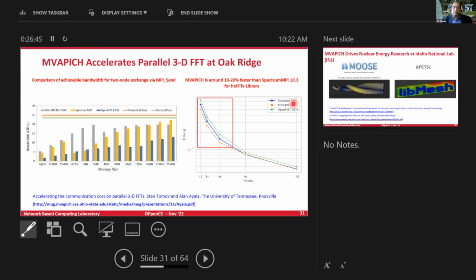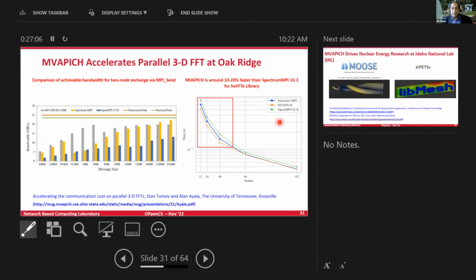Of course, this is a 21 year project, continuing. We have a lot of additional features, but this is where you will see the end impact. So these are the numbers from the Summit system, which used to be the number one. As you can see, the MVAPICH2 library is actually giving far better performance and scalability compared to OpenMPI, UCX, and also Spectrum MPI.